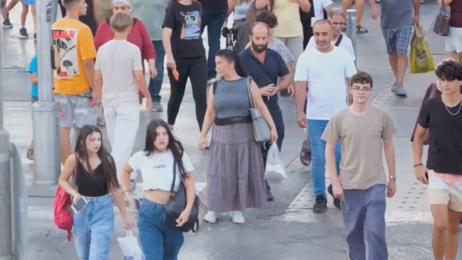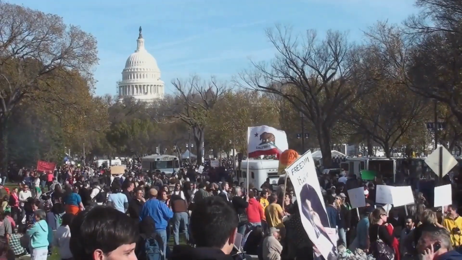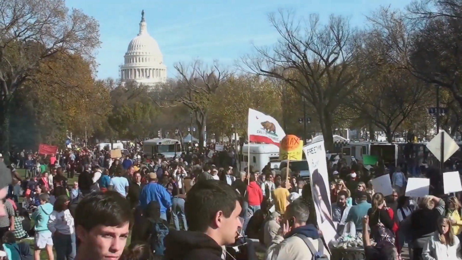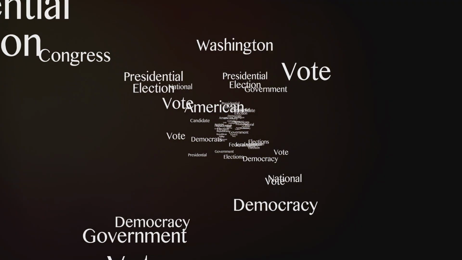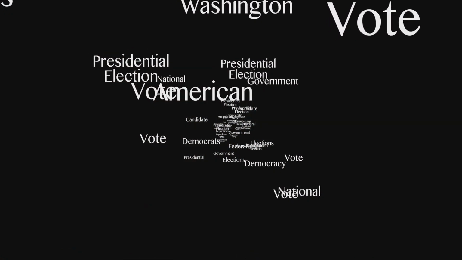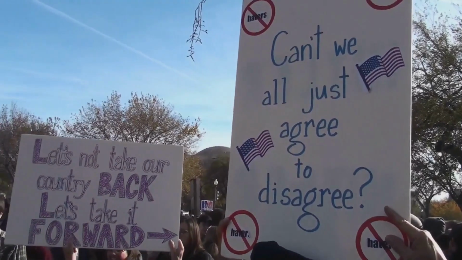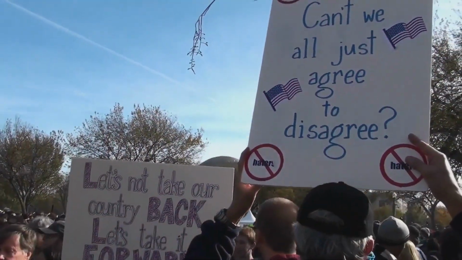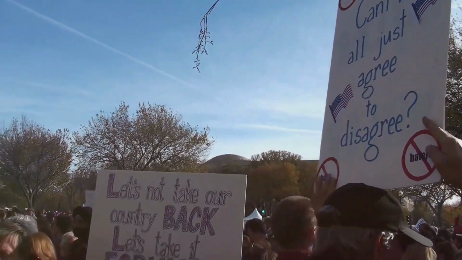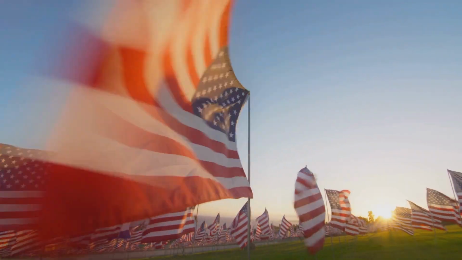In a world where division seems to grow, the differences between American political parties are more evident than ever. We explore 20 head-to-head differences between Democrats and Republicans. Their ideologies shape policies impacting healthcare, education, foreign policy, and social justice. Join us to understand the diverse perspectives shaping our nation.